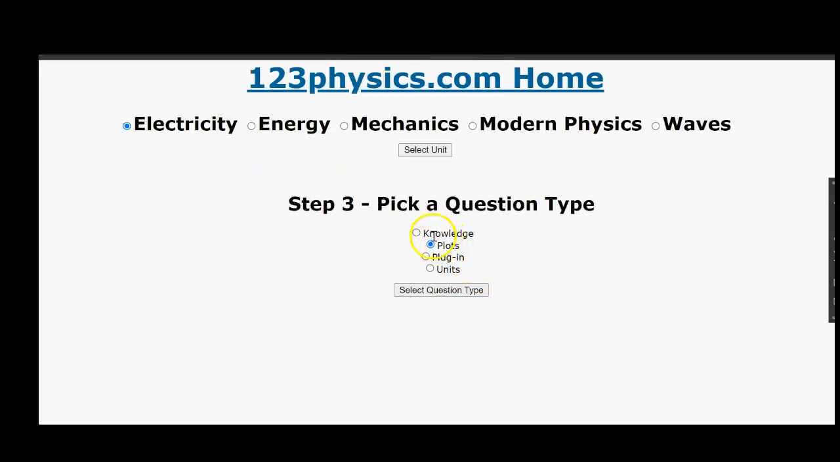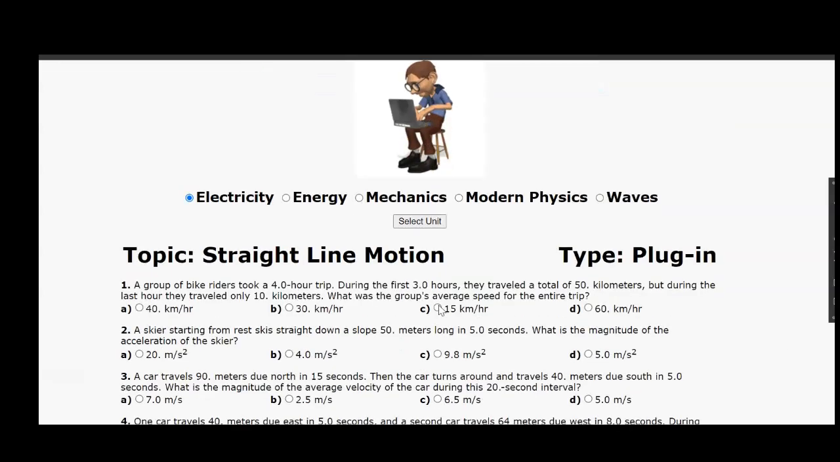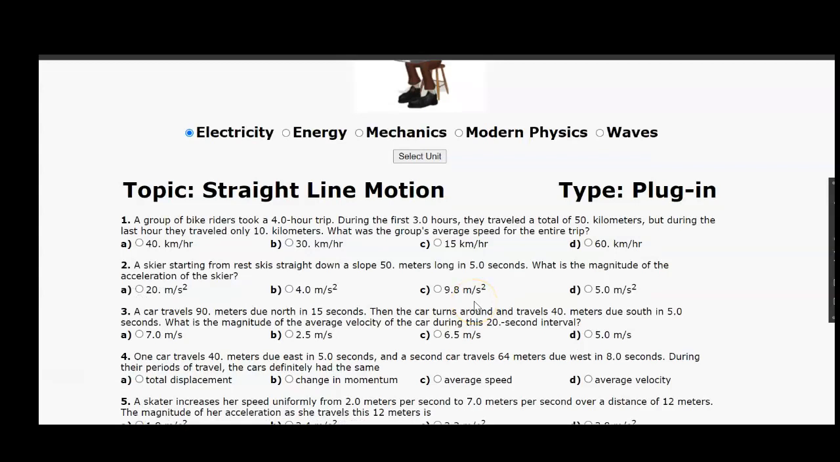Now you've got a choice of topics. Let's do kinematics. So let's plug in. What do you got? What do you want? What fits? So what's the average speed? For the first 3 hours you travel 50, but the next hour you travel 10. What is the average speed?